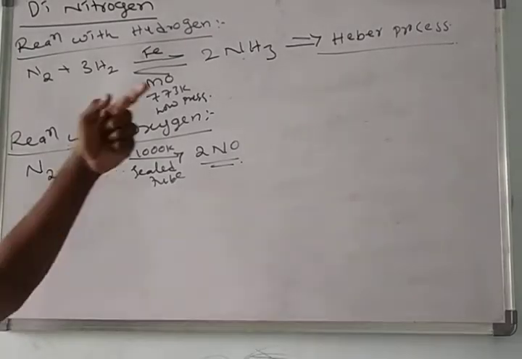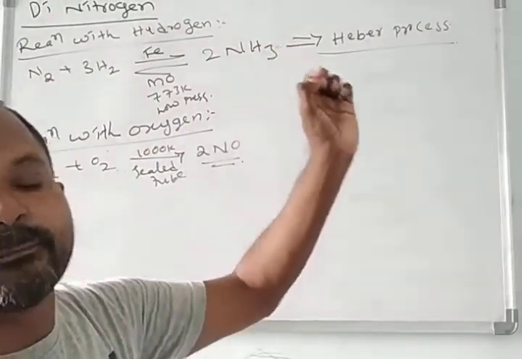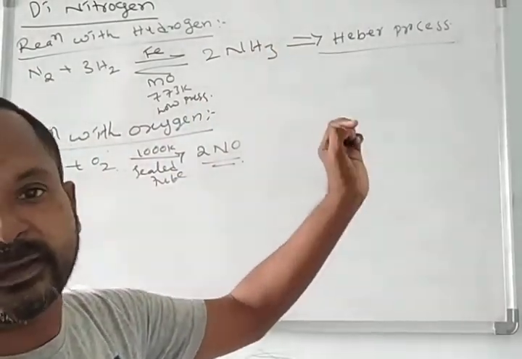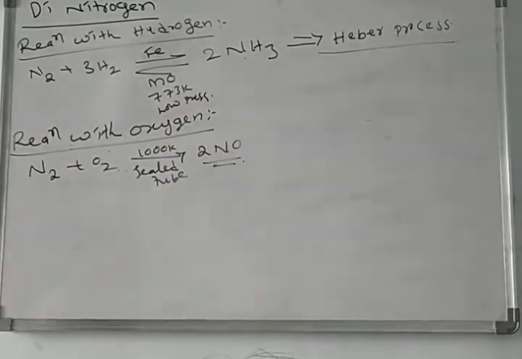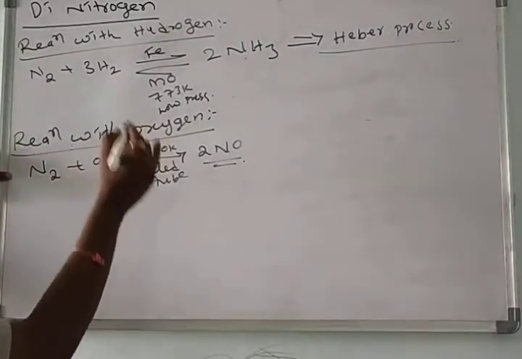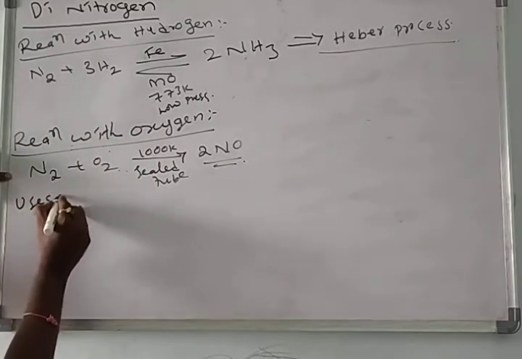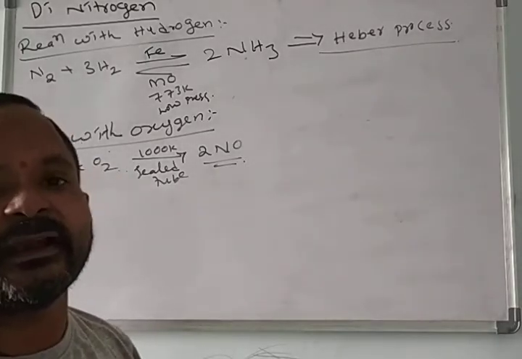Why does nitrogen not react with oxygen in air? Due to the high bond enthalpy and the half-filled electronic configuration. These are the chemical properties, physical properties and preparative methods of dinitrogen.